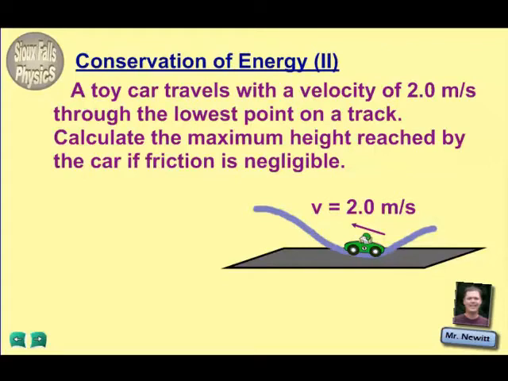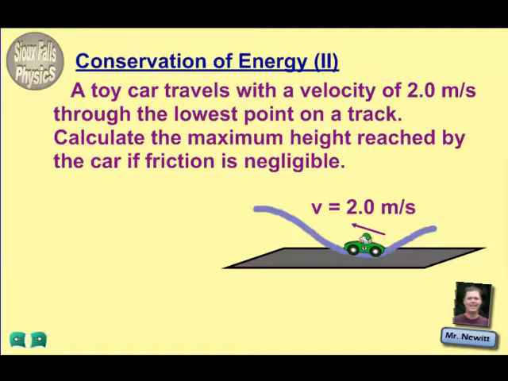Here we are going to be looking at a situation where we know the velocity that an object has at its lowest point on, in this case, a track. And so we know that the car is reaching a maximum velocity of 2 meters per second when it's at that lowest point. And so the question then that we have is, how high up on the track can this car go before it stops?